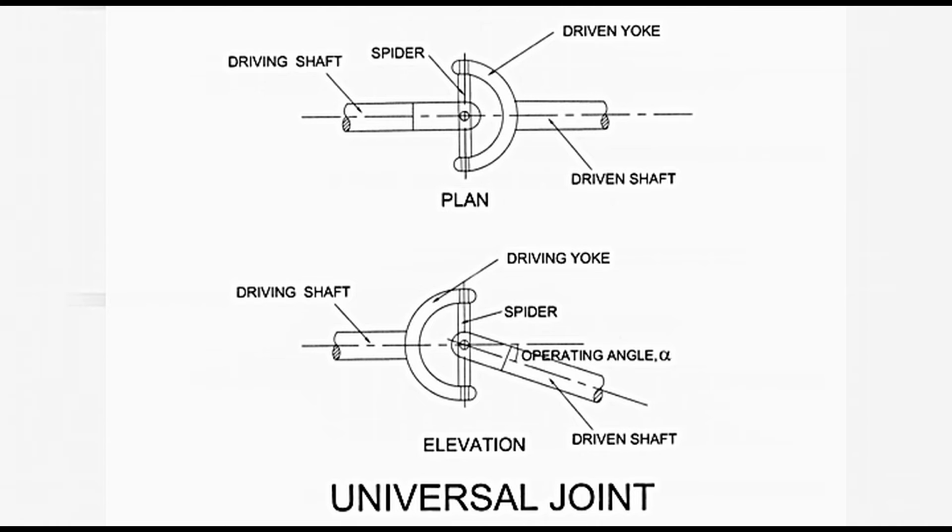The yokes rotate and with it the spider also rotates. Next, the motion is passed on to the yoke of the driven shaft. This way, motion is transferred from driving to driven shaft. The movement of yokes about the arms of the spider makes it possible that the axes of the shafts can be at an angle.